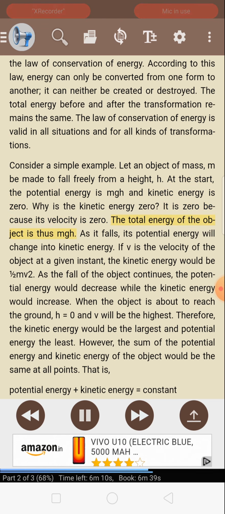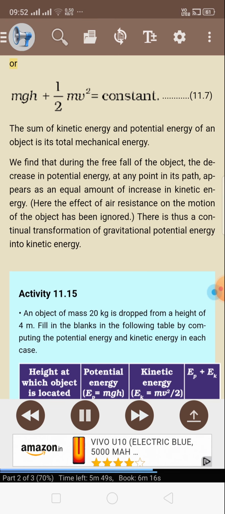However, the sum of the potential energy and kinetic energy of the object would be the same at all points. That is, potential energy plus kinetic energy equals constant. (11.7) The sum of kinetic energy and potential energy of an object is its total mechanical energy.